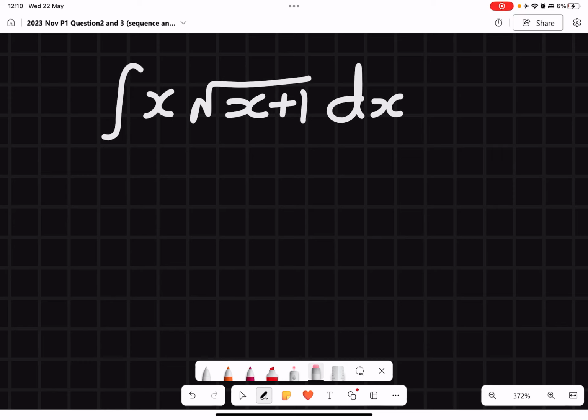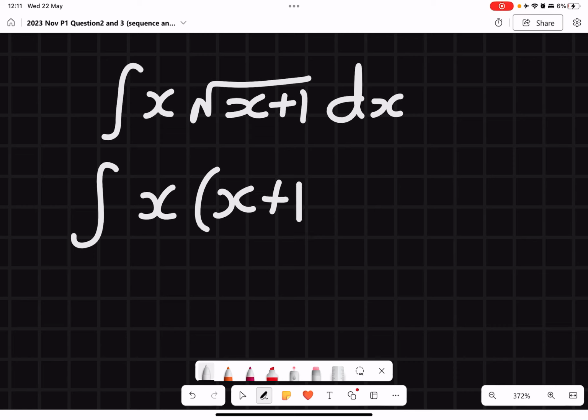So we have the integral of x times the square root of x plus 1 dx. Let me just try to simplify this first. I'm going to have x, then x plus 1 in brackets to the power half. Remember, to turn a square root into an exponent, the 1 is your numerator and the 2 is your denominator. And then we have our dx.